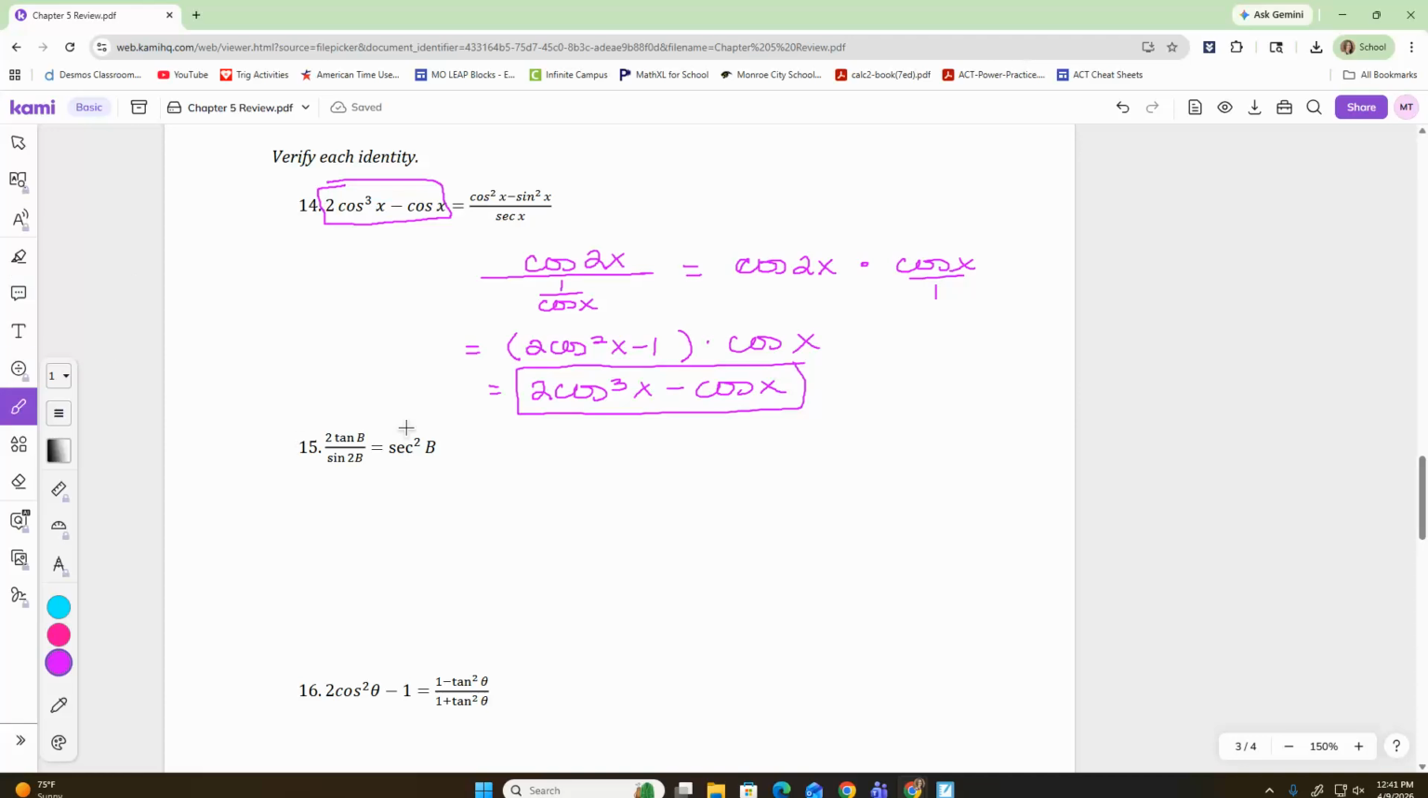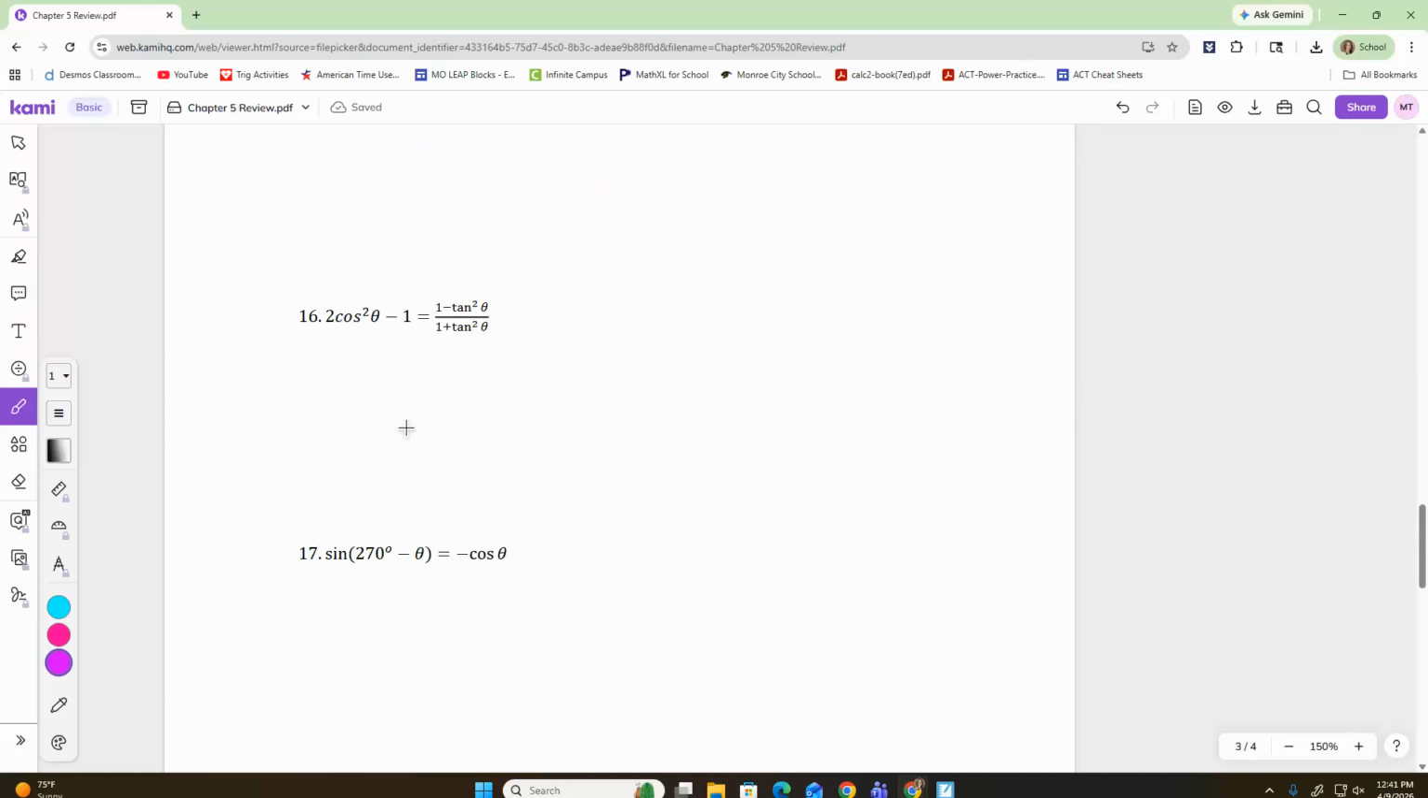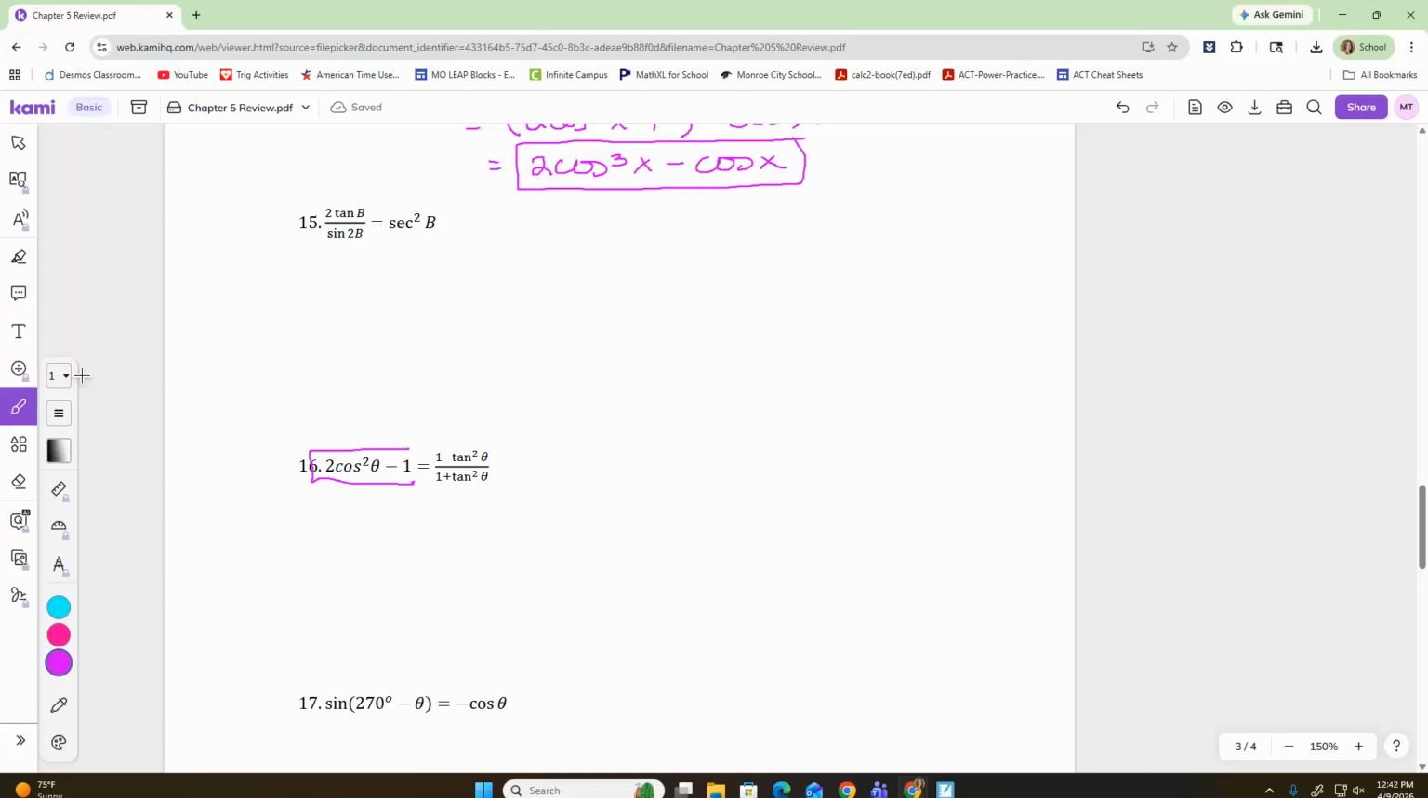If I look at 16, which side did you box in? You boxed in the 2 cosine squared minus 1? Oh, sorry, I didn't think anyone asked about 15. All right, which side did you want? Okay, what I want you guys to notice on this is a B, this is a B, that's a 2B. When I see that double angle, that's where I'm starting, and I'm looking for my double angle formulas.